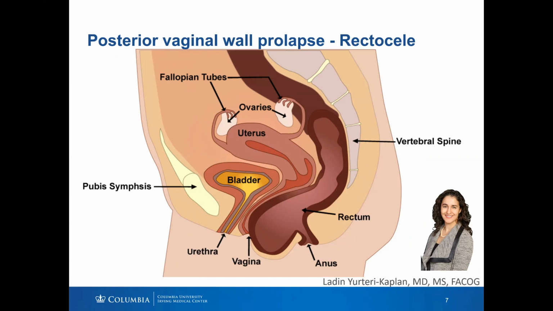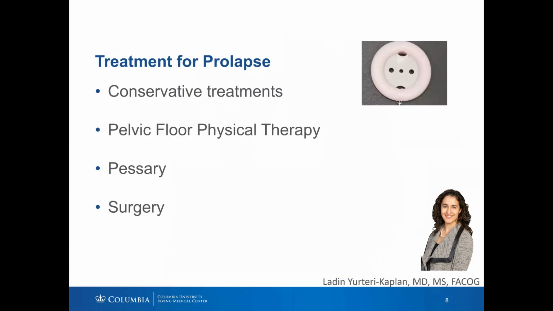Prolapse of the posterior vaginal wall is also known as a rectocele. This is the wall between the rectum and the vagina, and you can appreciate here the posterior vaginal wall is protruding beyond the opening of the vagina. This may make it difficult to empty stool during a bowel movement.